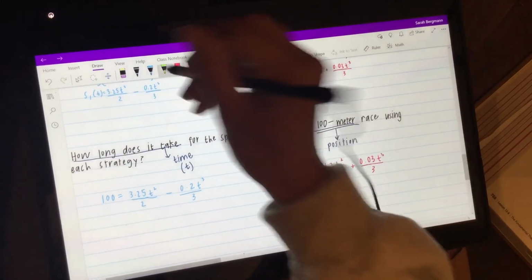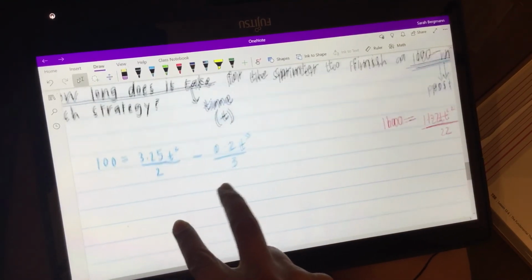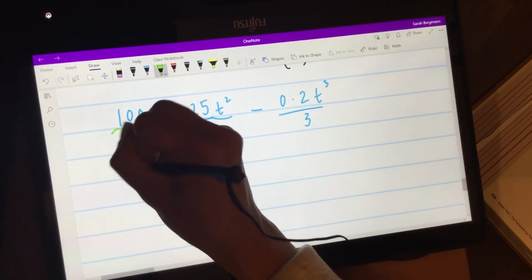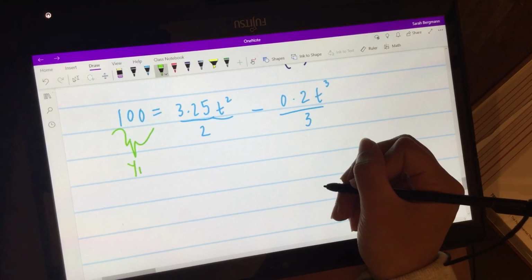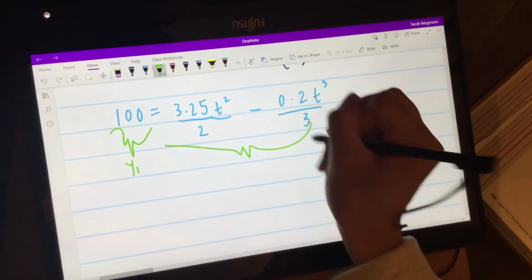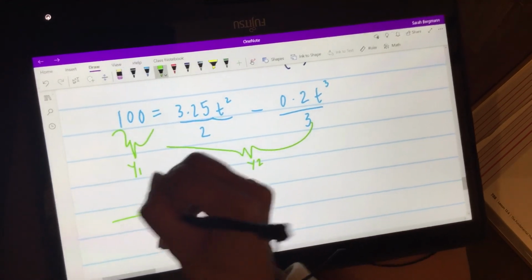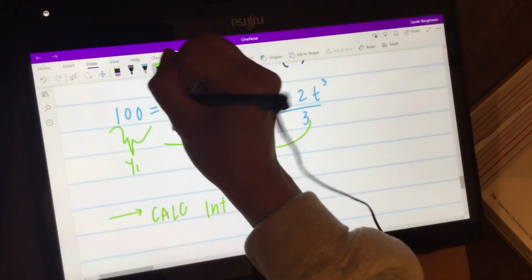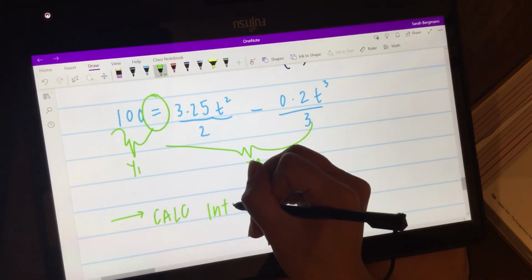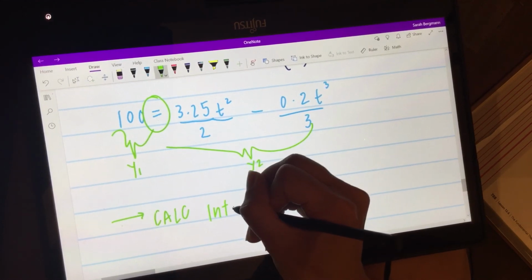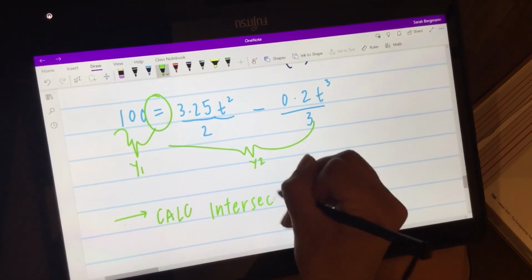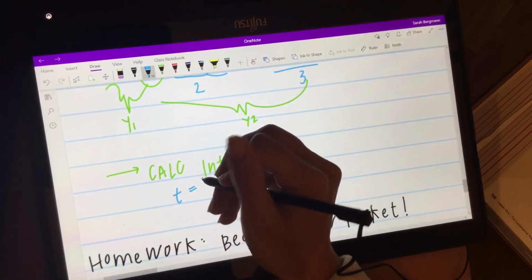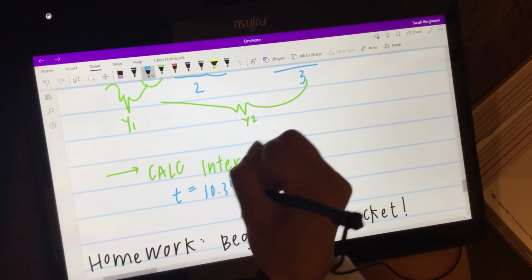Now, there are a variety of ways to solve these. I'm going to give you 2 ways. You can choose which one you like better and stick with that. But one way is to plug the left side of the equation in for y1, the right side of the equation in for y2, and then calculate on your calculator the intersection of the 2 equations, because we want to find when these 2 equations are equal. That would be when the 2 graphs intersect. So when you calculate that intersection, you should get t equals 10.34. We'll come back to interpreting that.